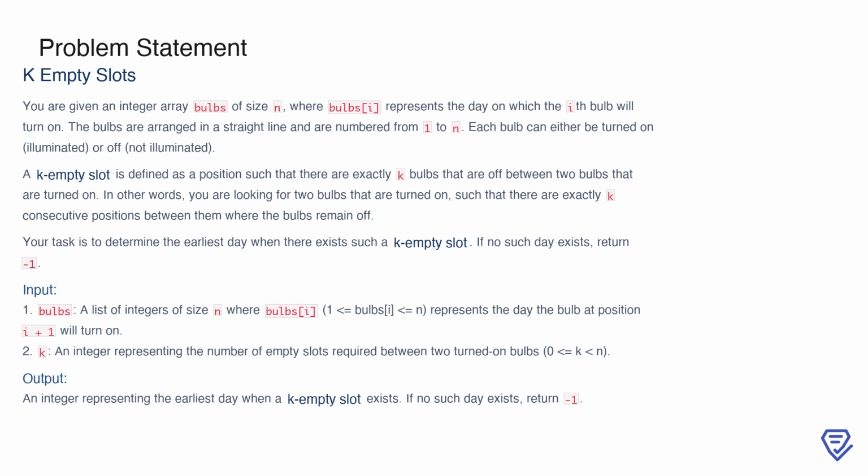To solve this, you are given two inputs, the bulbs array and an integer k, which specifies the number of empty slots required. The output will be a single integer indicating the earliest day when a k-empty slot occurs, or -1 if it never happens.